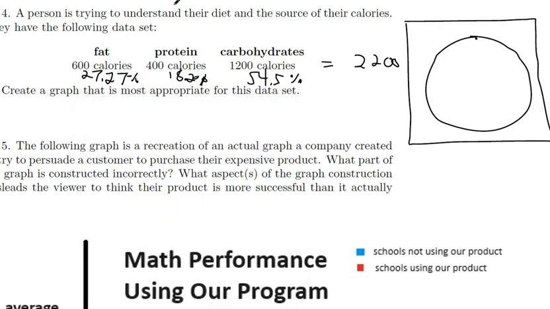Okay, so this slice for carbohydrates should be a little bit bigger than half. Let's start with that. So this would be half. So I'm going to make my slice go a little bit down like this. And that's carbs. I'll just use C for carbs. Fat and protein make up the rest. I just want fat to be the bigger slice.